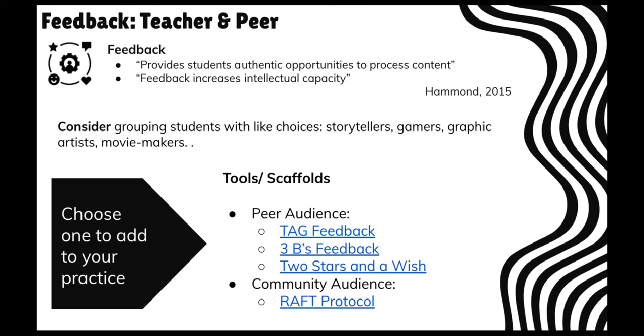Some tools and scaffolds that we've found as far as peer feedback have been the TAG feedback model, the three B's feedback, and 2 stars and a wish. They're all kind of similar in that they try to hone in on specifics about how to improve and how to make your piece better, whatever it is. And so that's what they all have in common. The three models there for feedback.